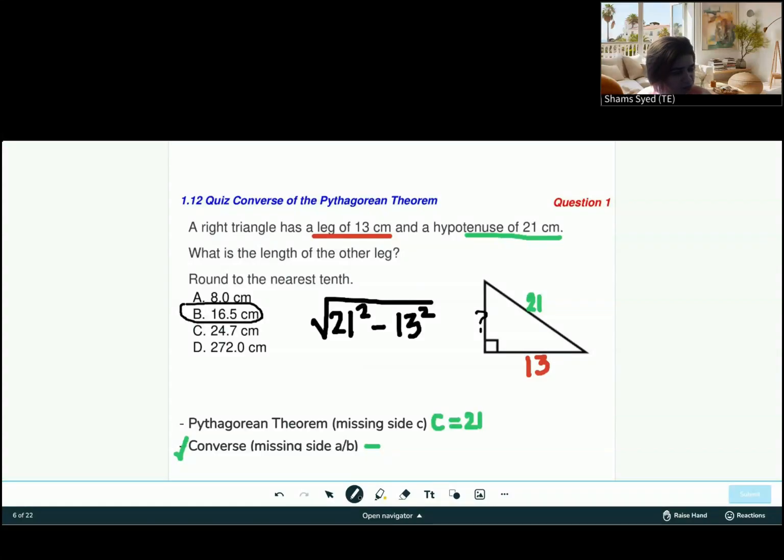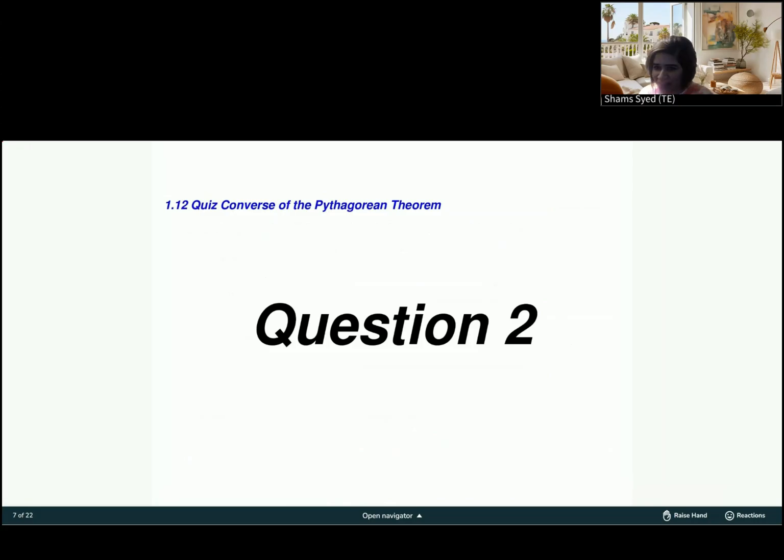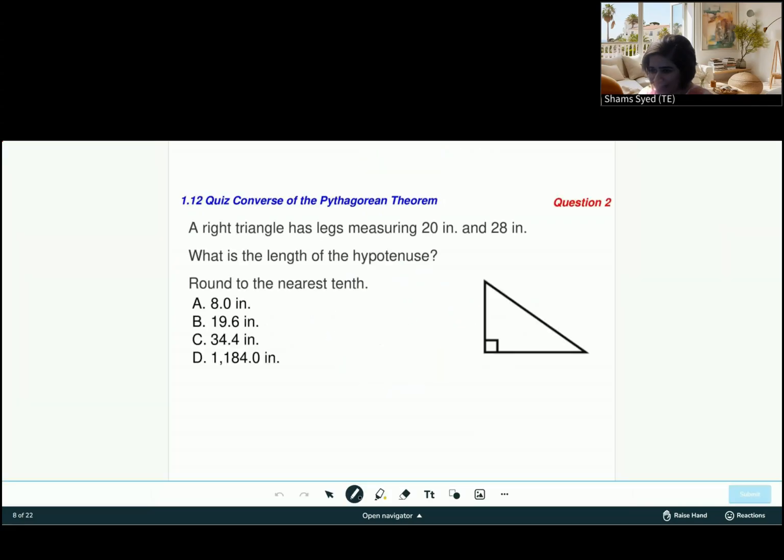Move on to question 2. Question 2, we'll do all the 3 varieties. And here's the first one. Question 2 provides you with a right triangle that has legs measuring 20 and 28. Both measurements pertain to the shorter sides. That means the hypotenuse, the longest side C, is missing, these being A and B.